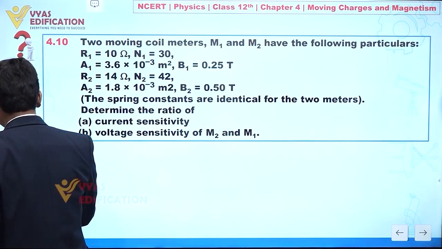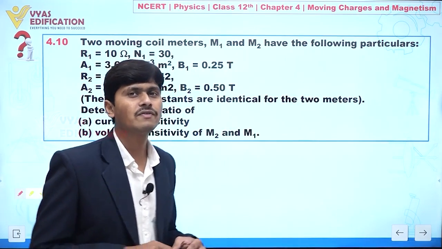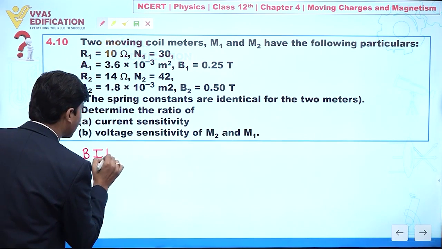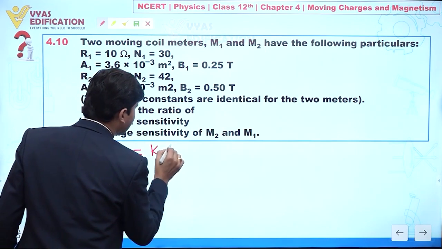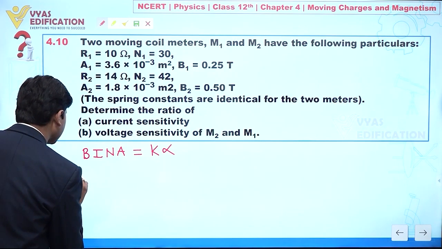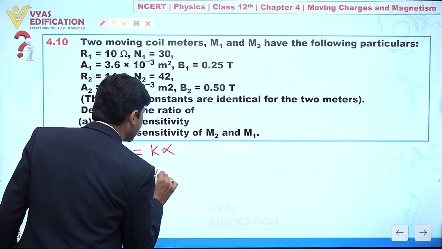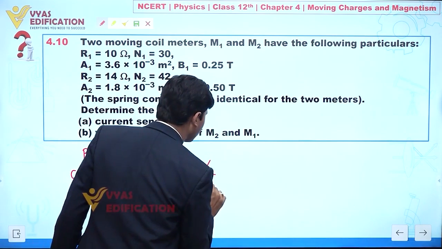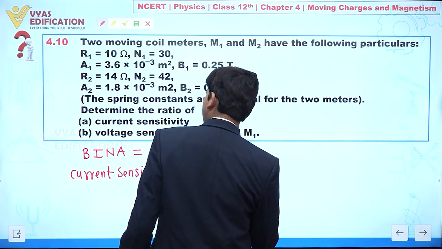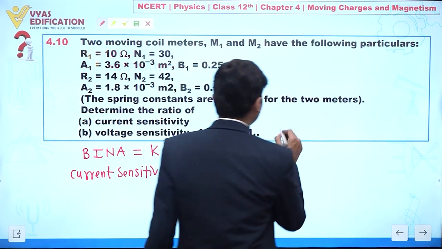So my dear student, whenever we studied the construction of a galvanometer, there we find one principle, according to which we know BINA should be equal to K times alpha, where K is a spring constant. So first, if I talk about current sensitivity, current sensitivity is defined as deflection per unit current. So from this formula we can write deflection per current is given by NBA divided by K.